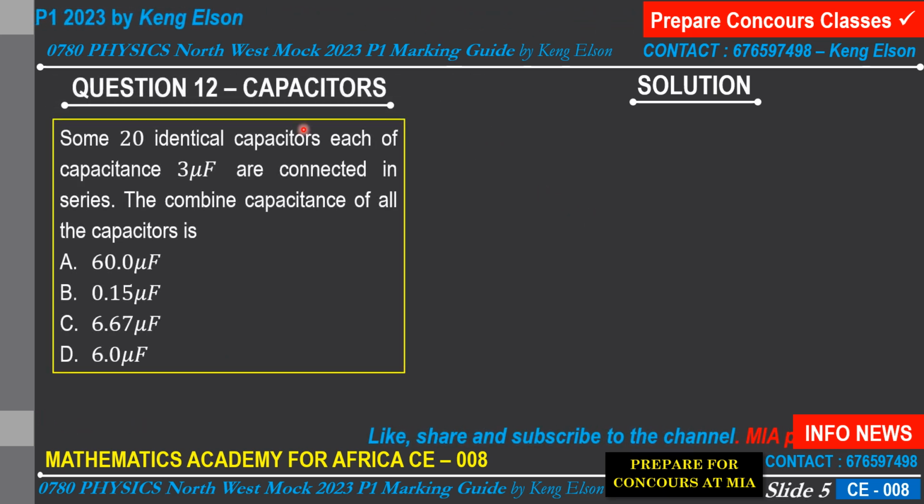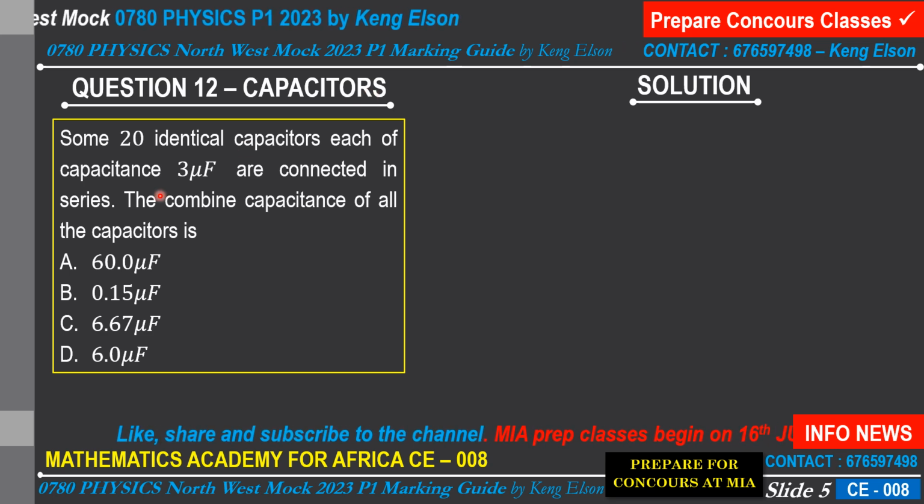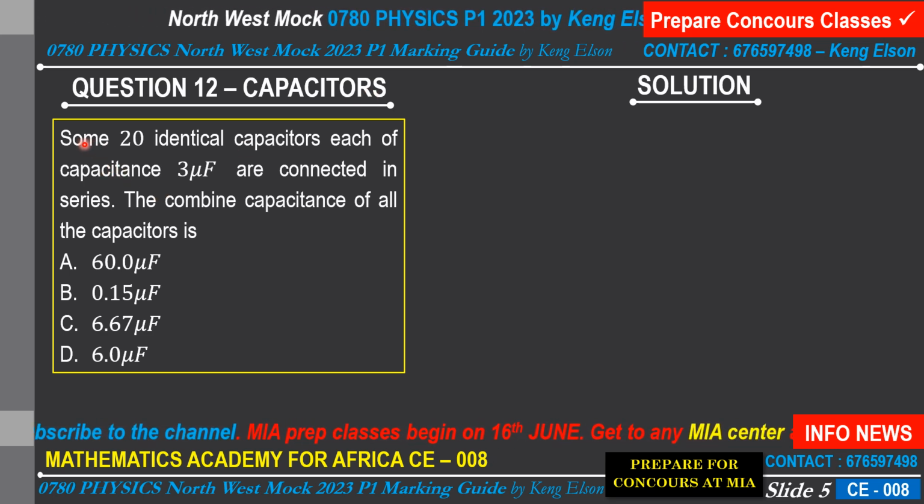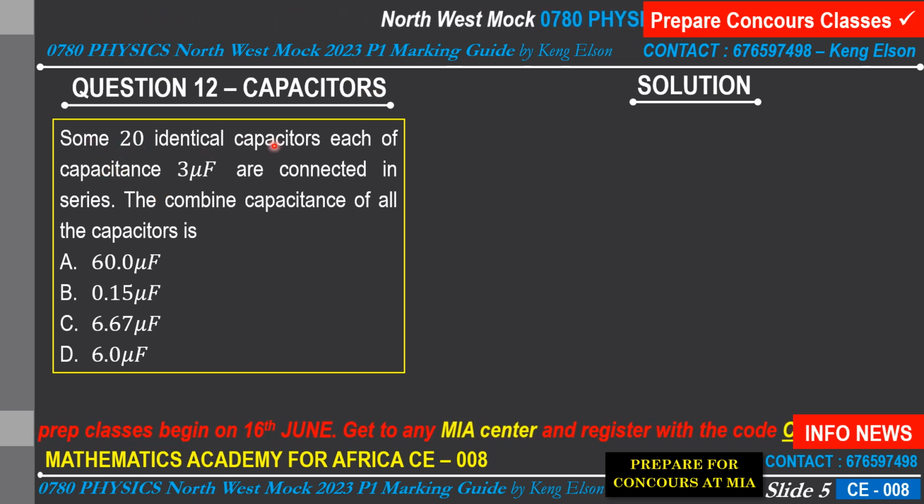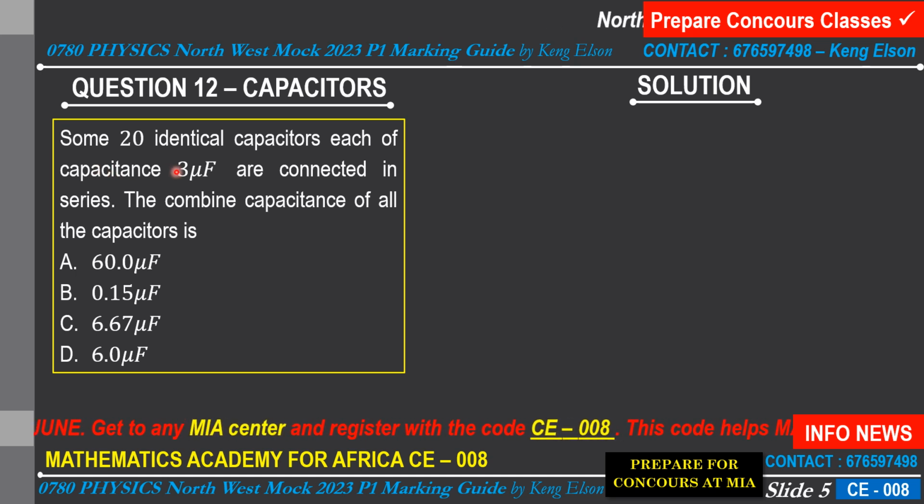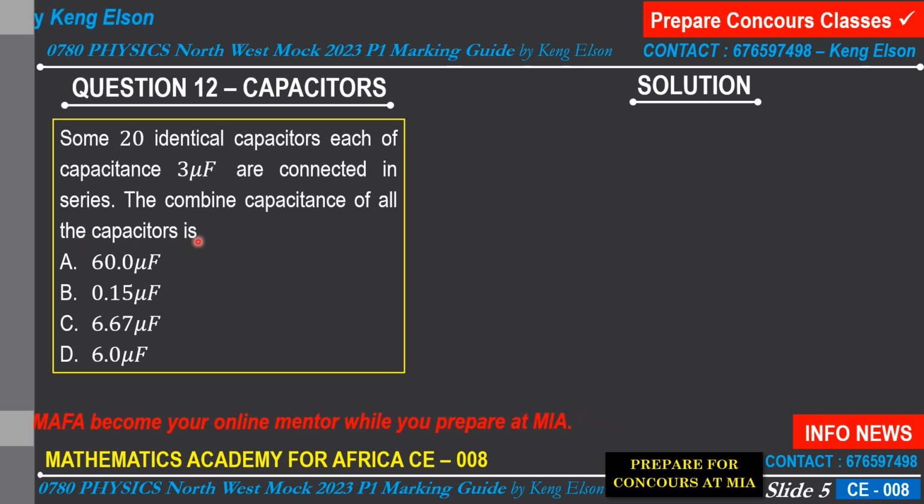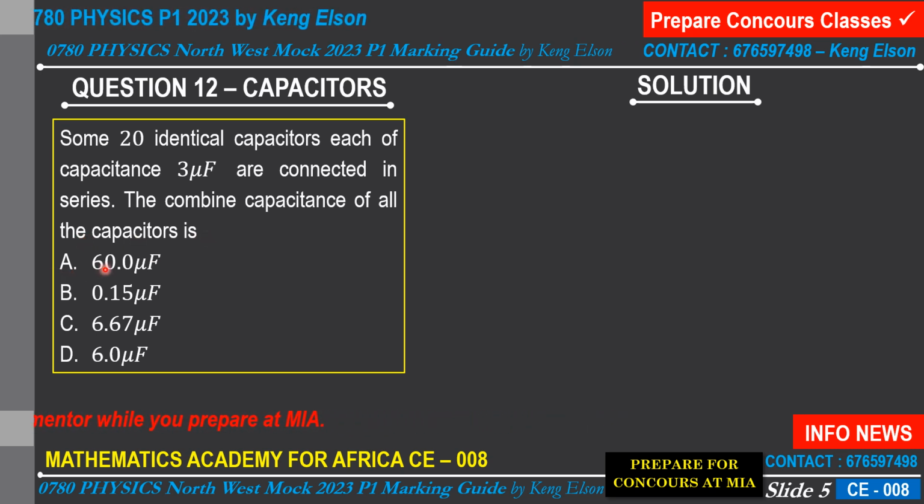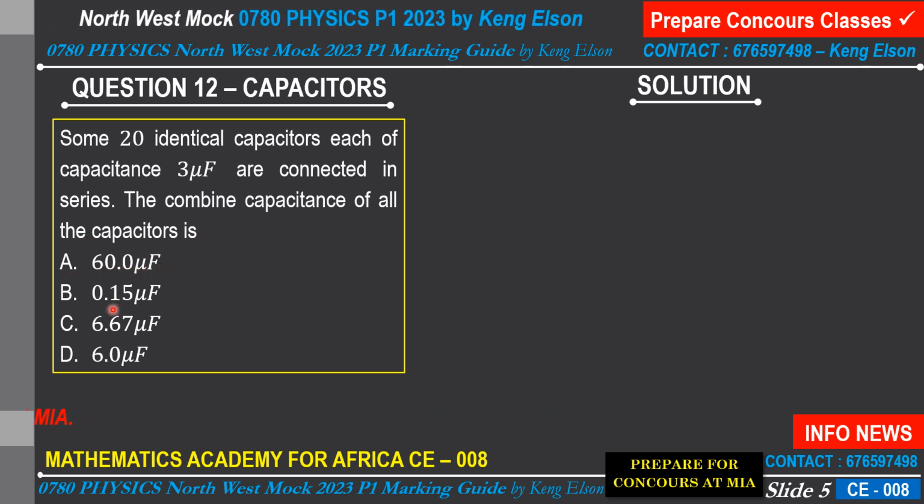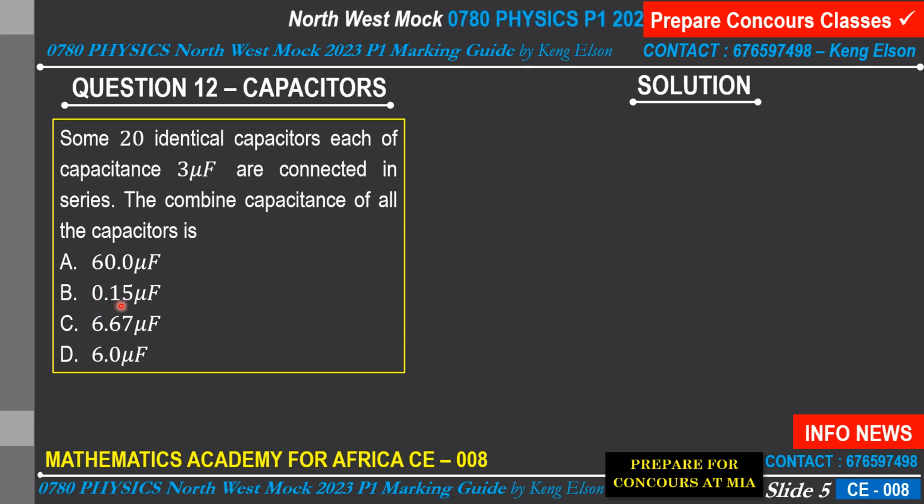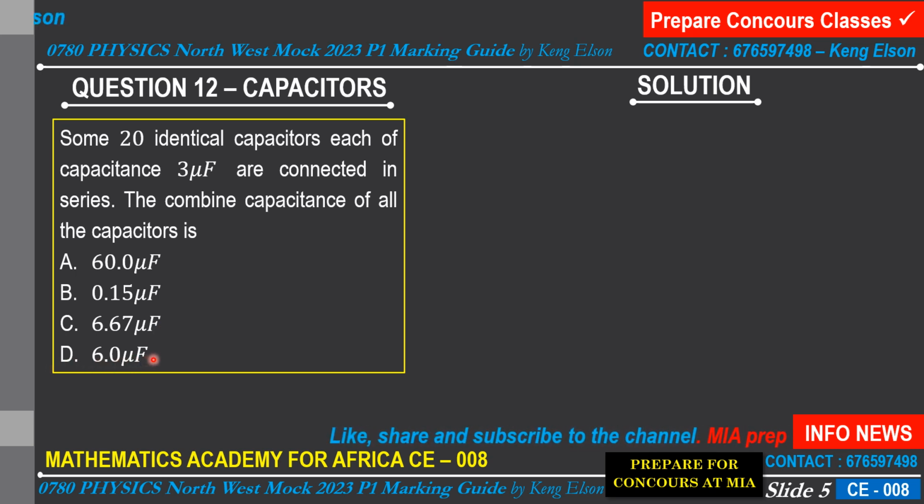Okay, so question number 12 is on capacitors. The question reads, some 20 identical capacitors, each of capacitance 3 microfarads, are connected in series. The combined capacitance of all the capacitors is, A says 60.0 microfarads, B says 0.15 microfarads, C says 6.67 microfarads, and D says 6.0 microfarads.